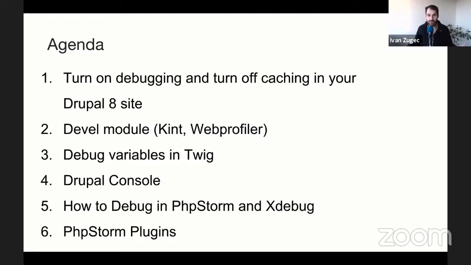Then we'll look at Drupal console. Drupal console is a new CLI tool, or command line interface tool, for Drupal 8. It can be used to generate boilerplate code, set up sites, but it can also help us debug things in Drupal. And then in section 5 and 6, we'll focus on PhpStorm, how to use Xdebug in PhpStorm so that you can work your way through the code. I will also show you a few extra PhpStorm plugins you can use to make your life easier when you're navigating Drupal's epic, massive code base.